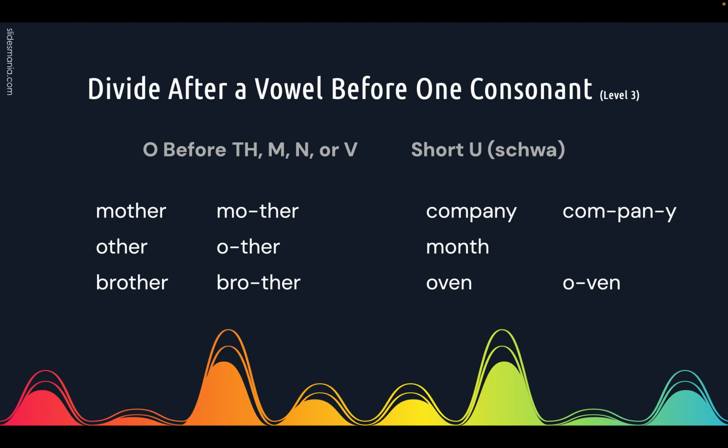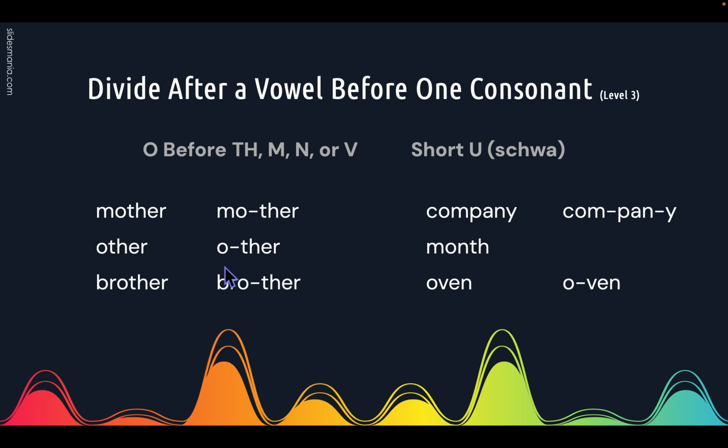Now, for level 3 of our Rule 2, divide after a vowel before a single consonant, we have some special things that the letter O does. The schwa sound is the short U sound or sometimes the short I sound. The letter O often schwas to the short U sound before the letters TH, M, N, or V. Here are some common examples of this, like in mother, other, brother, company, month, and oven.